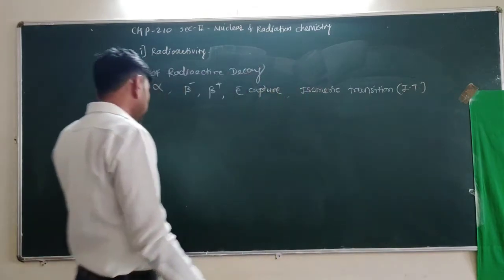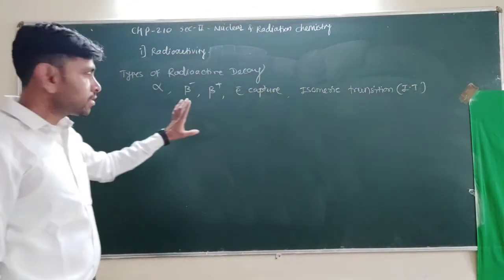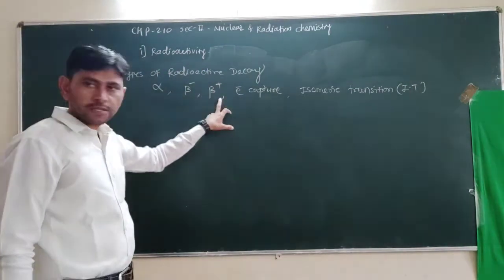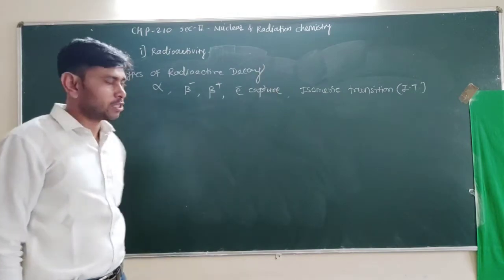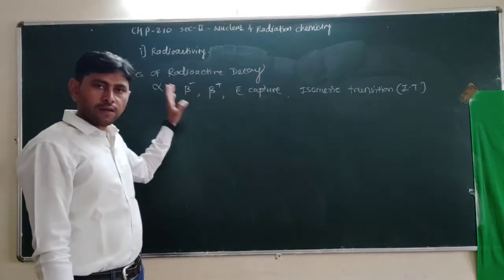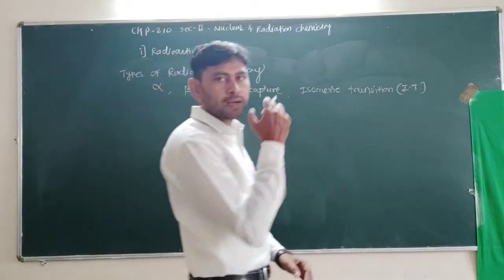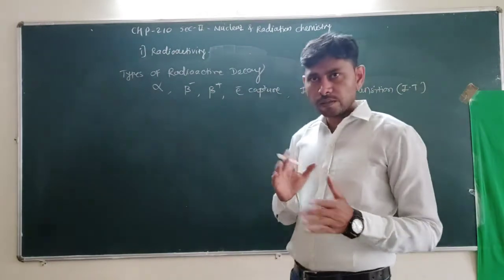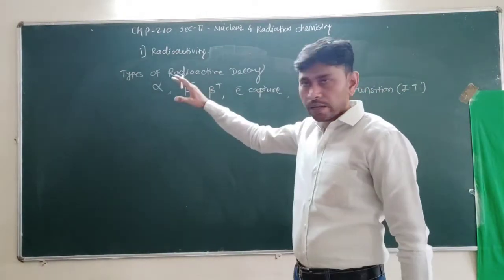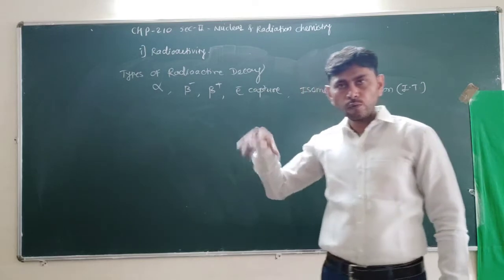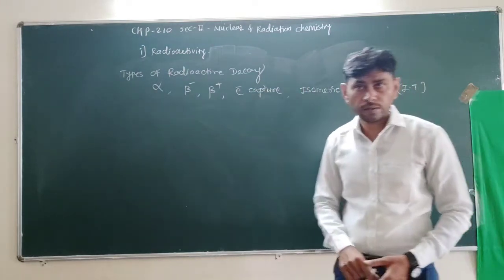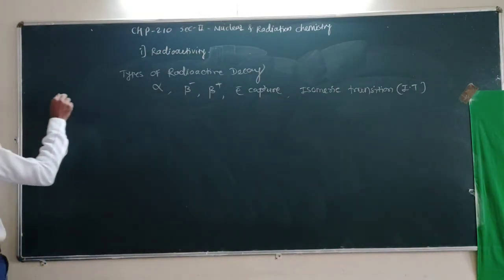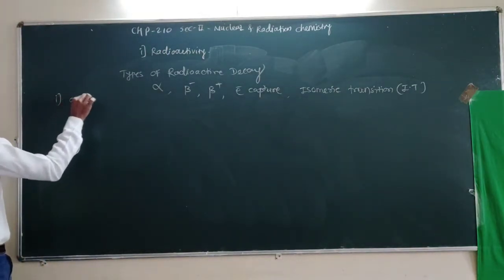In the radioactive process, the decay occurs, and in this decay there are 5 types: alpha decay, beta minus decay, beta plus decay, electron capture, and isomeric transition. So let's see one by one. In these decays, the element transforms from one element to another element by emitting certain kinds of radiation. So let's start with the first, that is alpha decay.